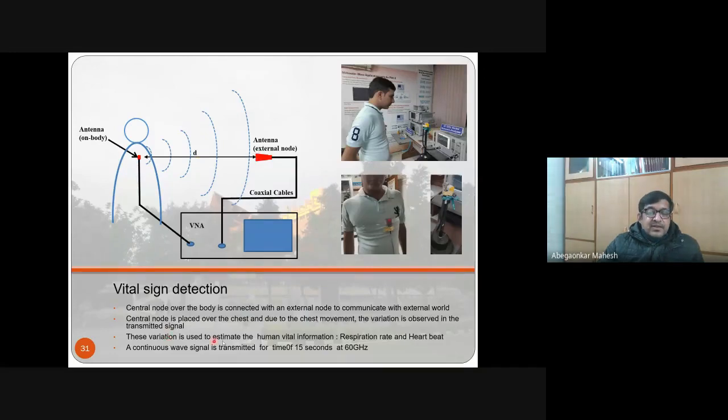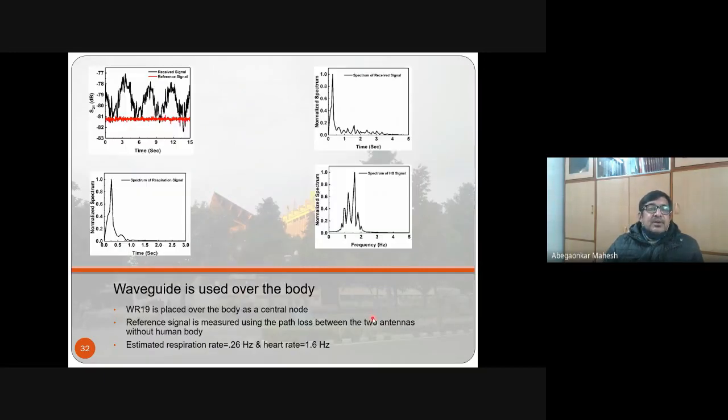A continuous wave signal is transmitted for a time of 15 seconds at 60 gigahertz. For 15 seconds there is continuous transmission, and we detect the vital signs, the respiration rate and the heartbeat. Again, a similar figure to what we saw earlier. This is the spectrum of the received signal. This is the spectrum for the respiration signal, and this is the spectrum for the heartbeat signal. The respiration signal you get at a lower frequency, whereas this is at a slightly higher frequency.